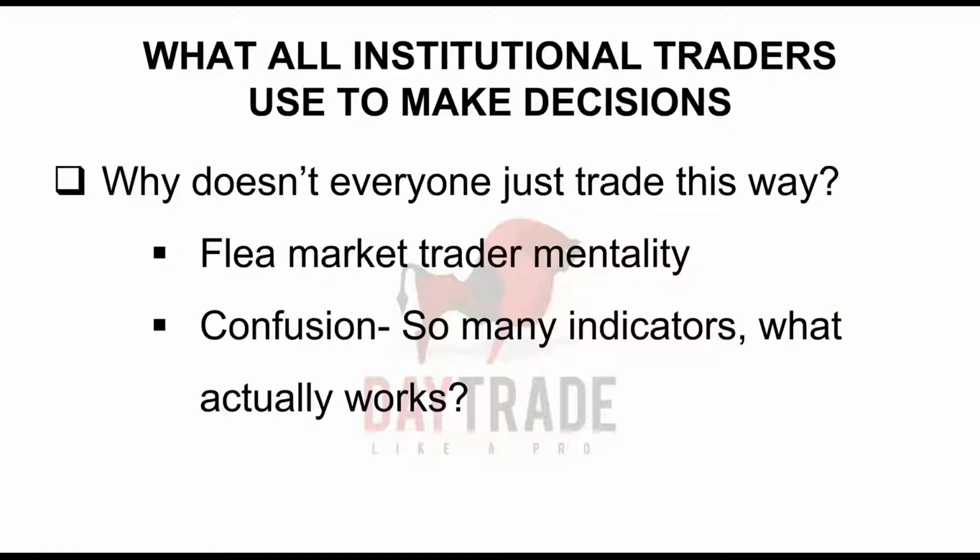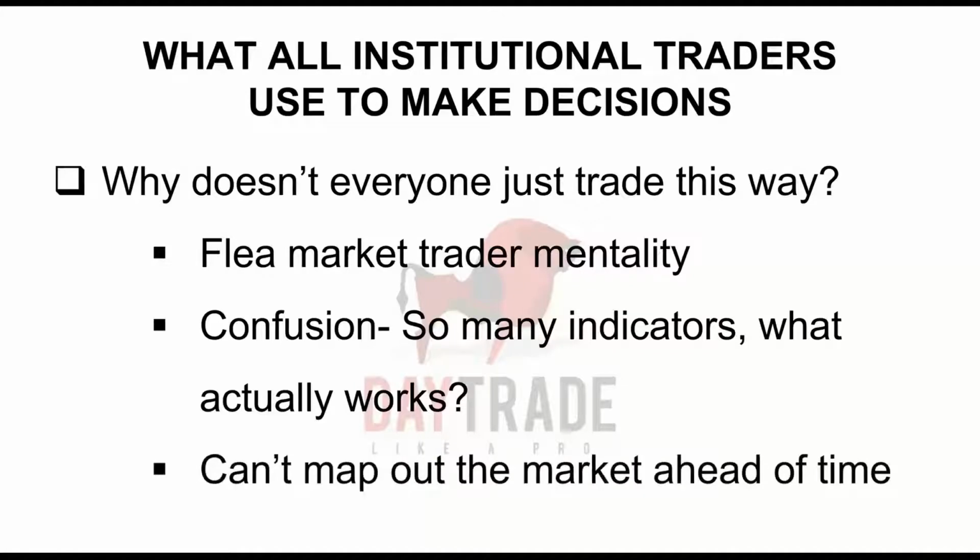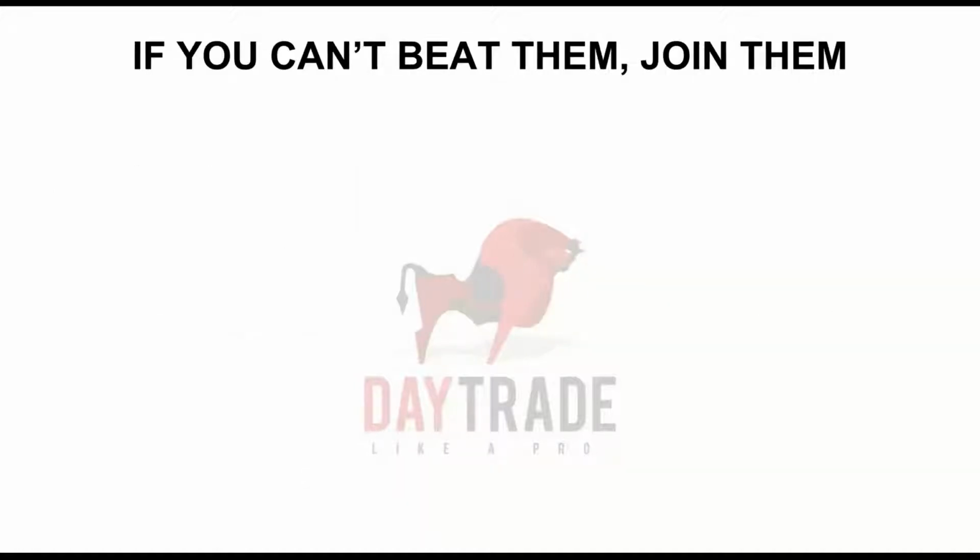People are confused. There's 1,000,001 indicators. Oh my goodness, if you go download Thinkorswim, John Carter has all this stuff in there. I think there's about 4,000,003 indicators that come standard in Thinkorswim. How in the world are you supposed to figure out what you're supposed to be using? And then people can't map out the market ahead of time. They really don't have the ability to do that. And Justin's going to get into a bit of how he does that here.